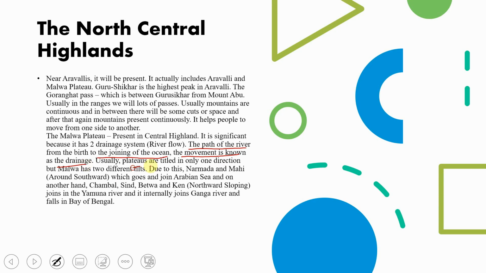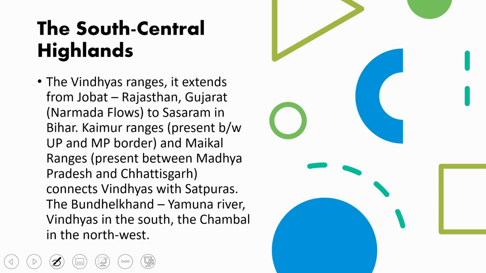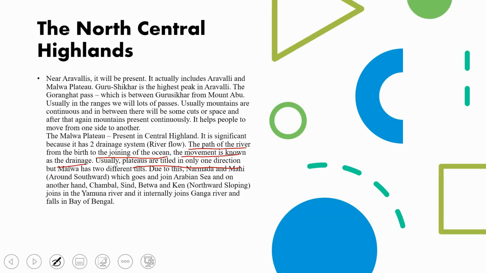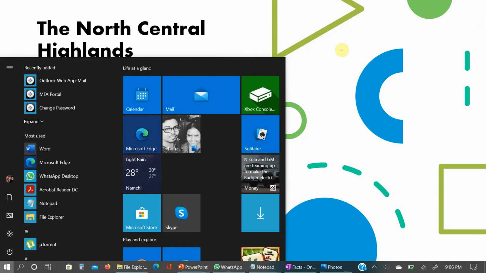Usually plateaus are tilted in only one direction, like in this one or in that one. But the Malwa Plateau is tilted in two directions, southward and northward. Due to these two different tilts, we see the Narmada and Mahi going to join the Arabian Sea, while on the other hand the Chambal, Sindh, Betwa and Ken slope northward and join the Yamuna river, which internally joins the Ganga river. I will show you on my desktop.